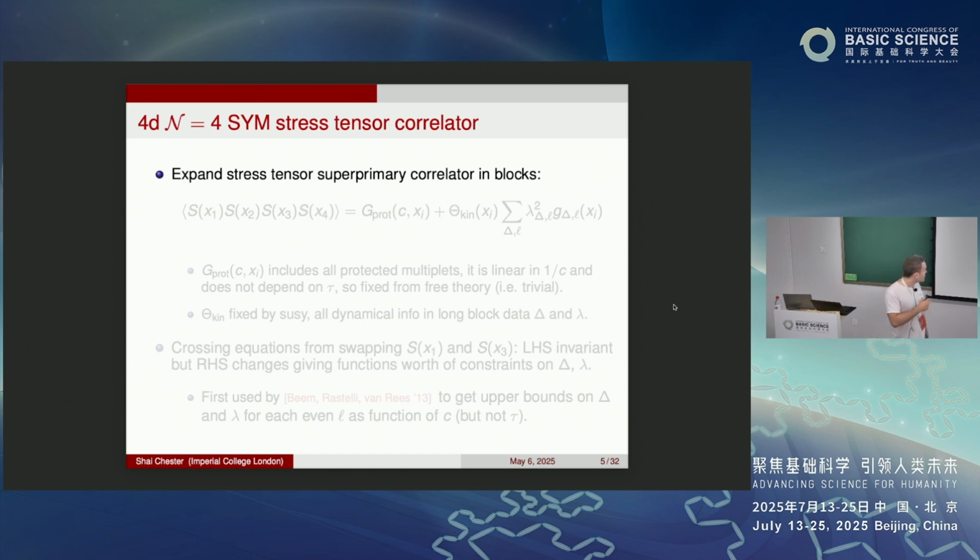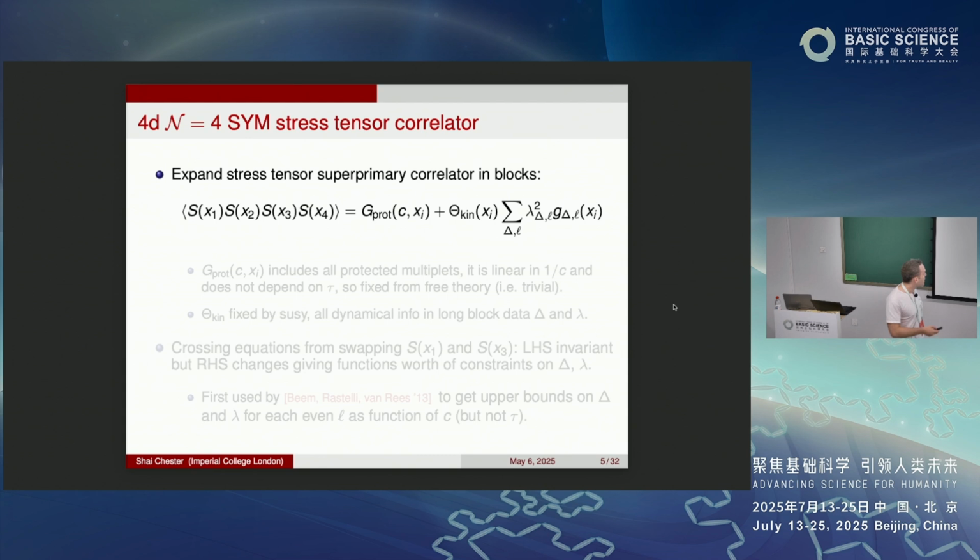Okay, so the quantity of interest that we're going to study is the stress tensor 4-point function, because this is dual to graviton scattering in the bulk. And so we can use symmetry to study the superprimary of the stress tensor multiplet, which is a scalar in the 20 prime, which we call S. And then, as usual in any CFT, you could expand the 4-point function in blocks. And so there are different multiplets that appear in this correlator.